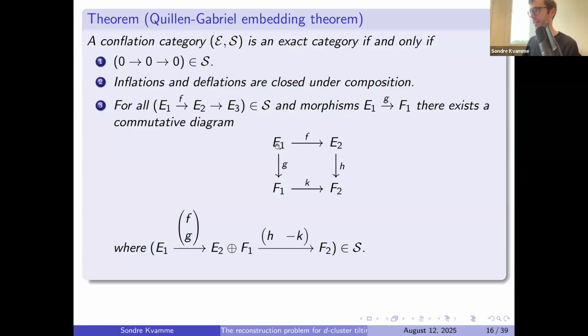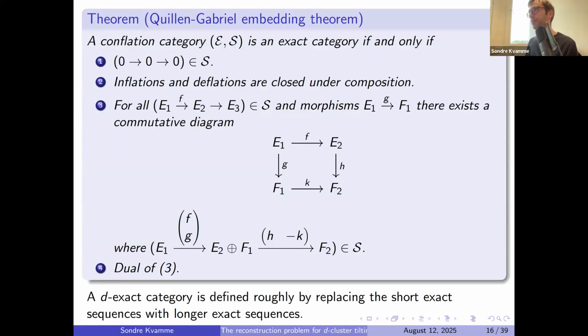The associated sequence sending E1 to E2 plus F1 via F and G, and then sending E2 plus F1 to F2 via H and minus K. This is a conflation. In particular, since it's a conflation, it's a kernel co-kernel pair. And this being a kernel co-kernel pair is the same as saying that this is a pullback and a push-out square, or equivalently a bicartesian square. But of course, this axiom is even a bit stronger since this kernel co-kernel pair is required to be an S. And then you also have the dual of axiom number 3.